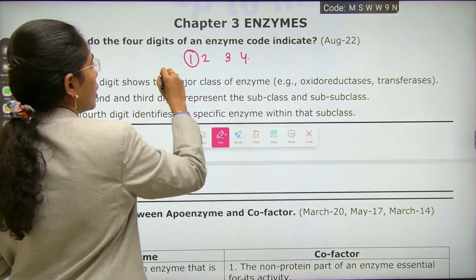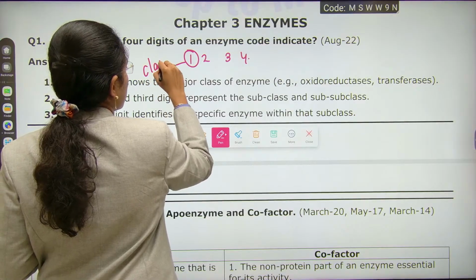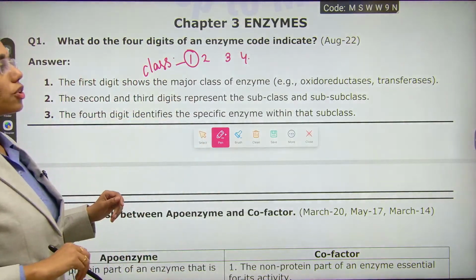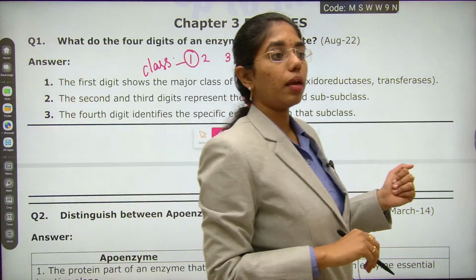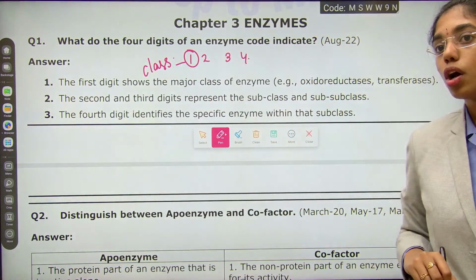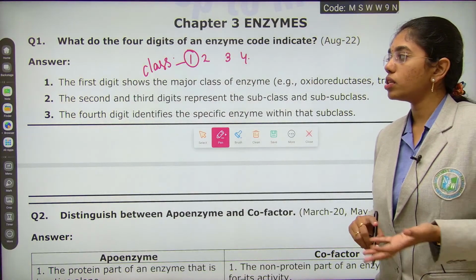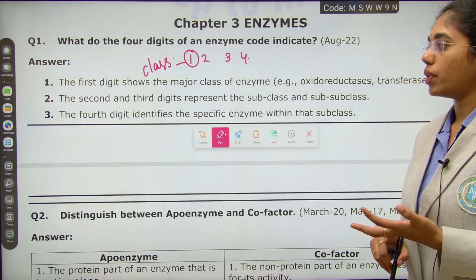The first digit will indicate the class of the enzyme. For example, we have 6 classes of enzymes. It belongs to oxidoreductases or transferases. As such, the first digit will indicate the class of the enzyme.